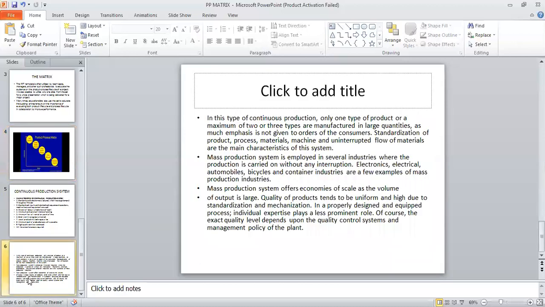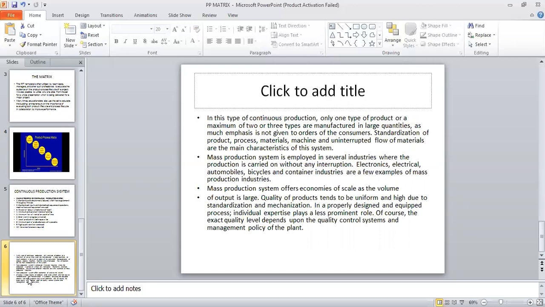What is the mass production system? It is that system in which we focus on volume of output, right? It is basically that production system which is employed especially in industries like electronics, automobiles, bicycles, right? Container industry. These are a few examples where the mass production system could be applied. Mass production system is simply that system where volume is high, standardized production is followed, and there is uninterrupted flow of material, and standardization of product, process, material, and machine.